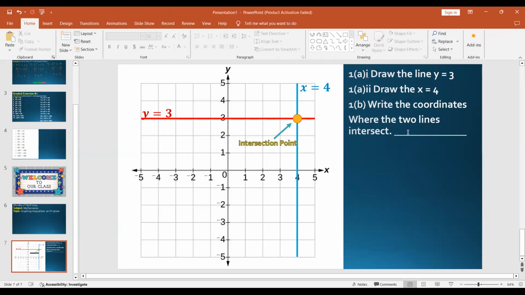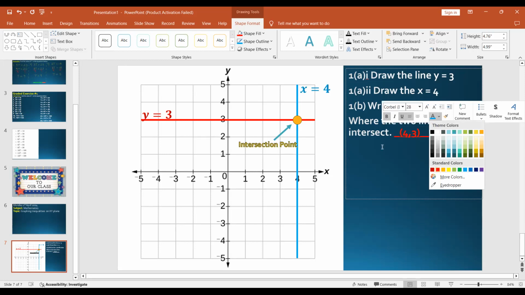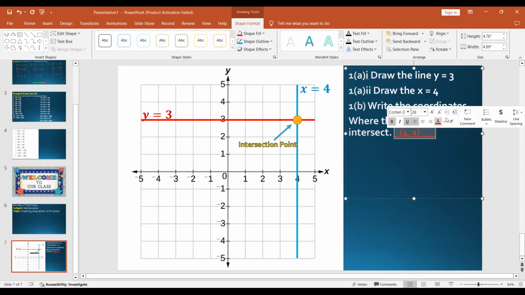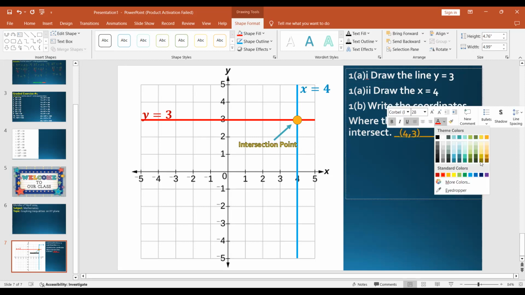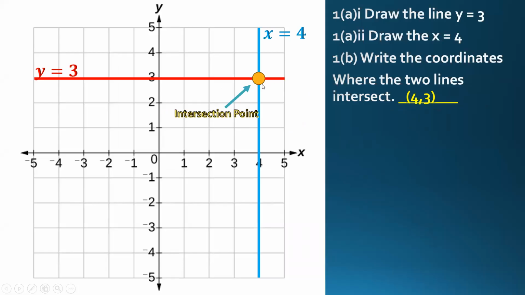So let's write that down. The intersection point is going to be 4, 3. That's the intersection point. All right, so the intersection point is 4, 3. Anyone got that right? Let me know if you got this right and put it inside the chat. I did. Very good. Anyone else? I did. Okay. That's the answer for that one, 4, 3. So the point of intersection right there is 4, 3.